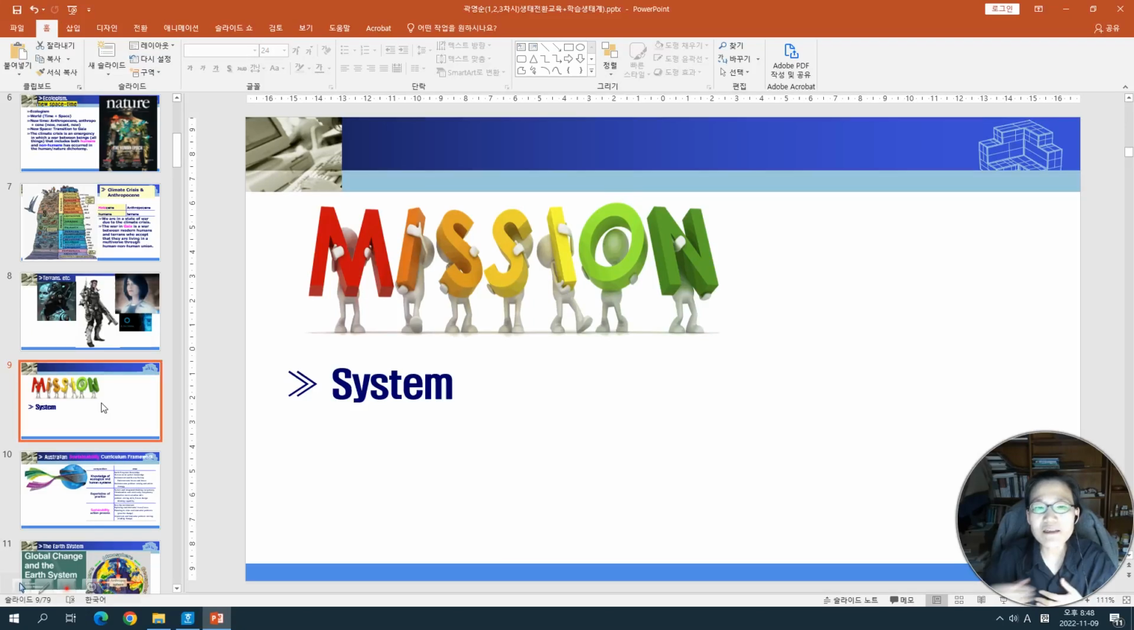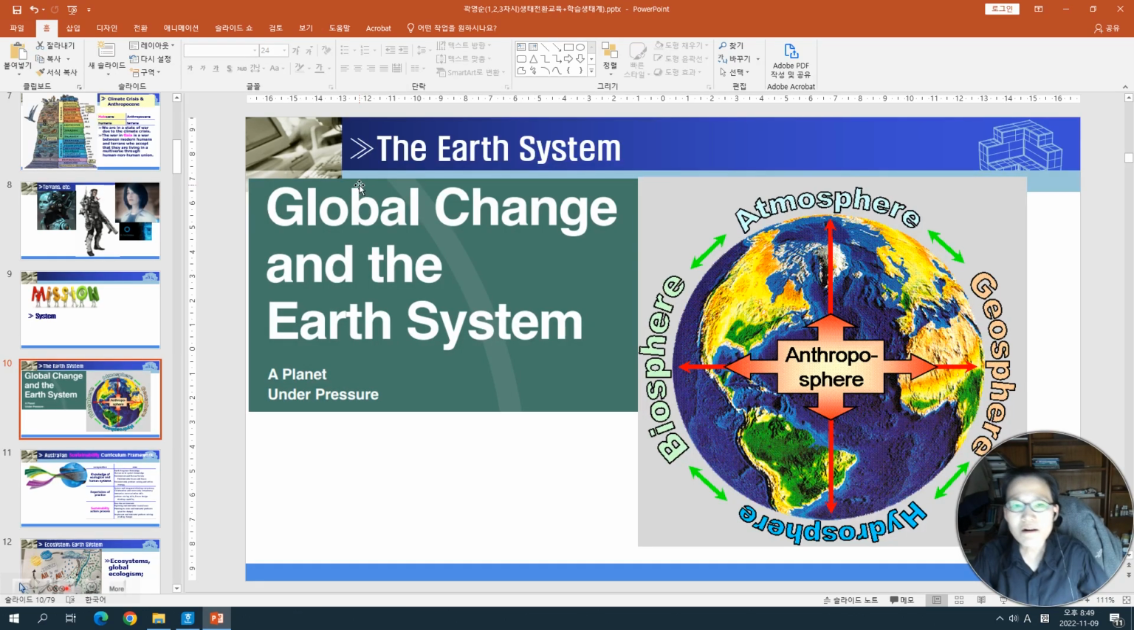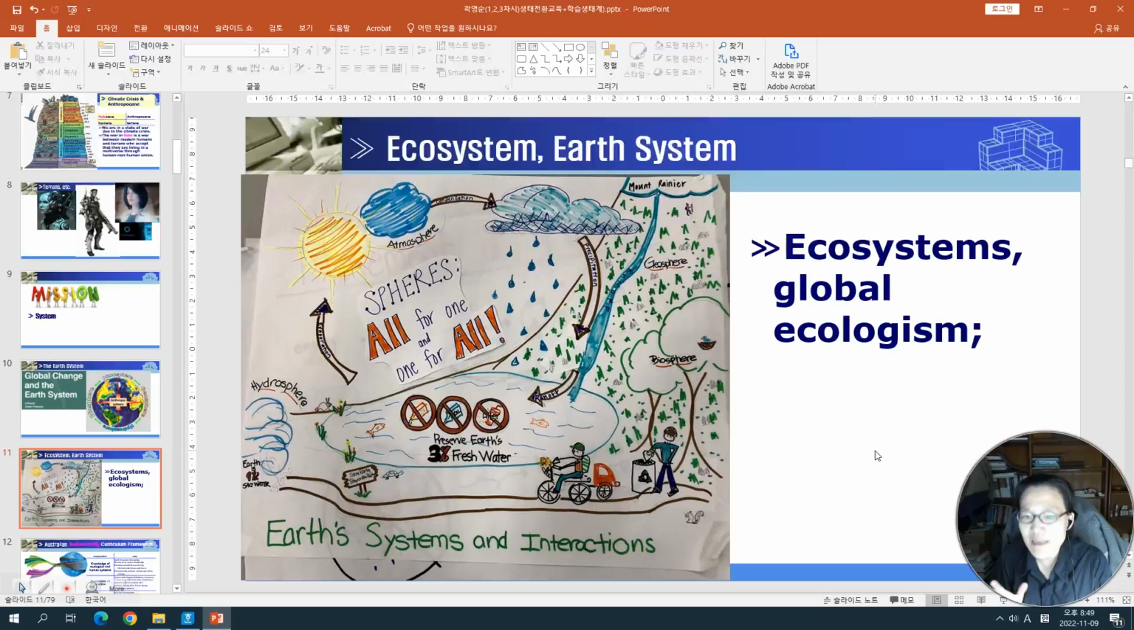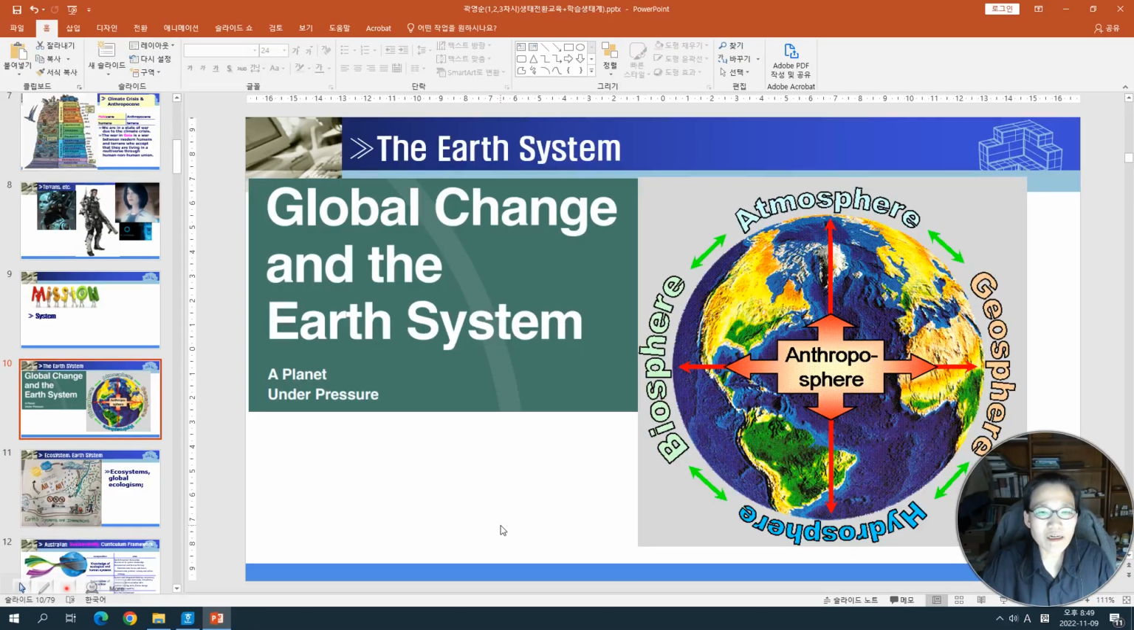And the next one is what is the system? They always talk about system, including ecosystem and earth system, etc. Whenever they talk about the earth system, it's a global change and the earth system. As you can see here, there's an atmosphere and geosphere and hydrosphere and biosphere and anthroposphere. This is the zone where human beings live. So when you talk about system, you need everything to make the system work, which means in this earth system, if one of the components, the atmosphere or hydrosphere, is failing, the whole system will be destroyed.